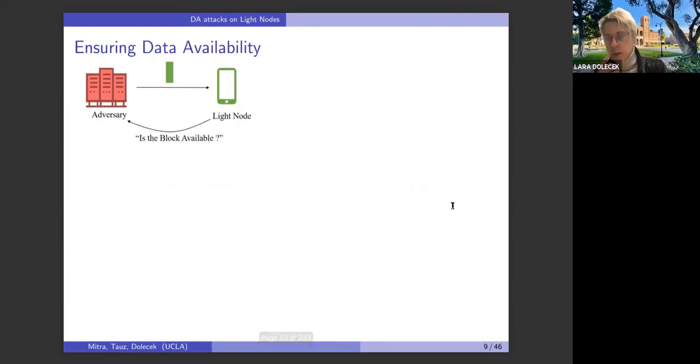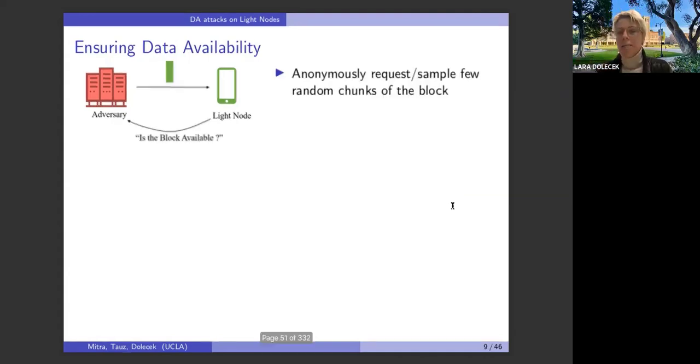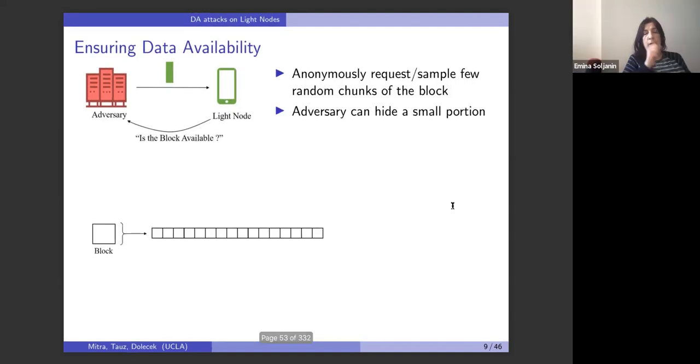So one solution is that the light node will say, well, is this block available? But we already said that a light node cannot store a full block. So the best it can do is sample, or request some random chunks of the block, and hope for the best. But the adversary at the same time can hide a small portion. Let's see how this works.